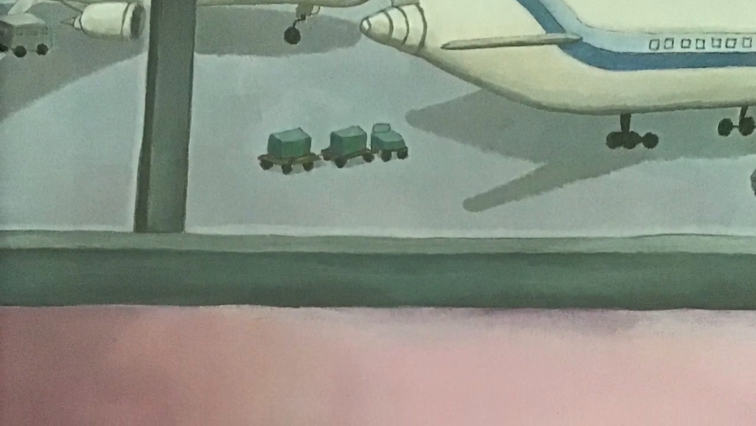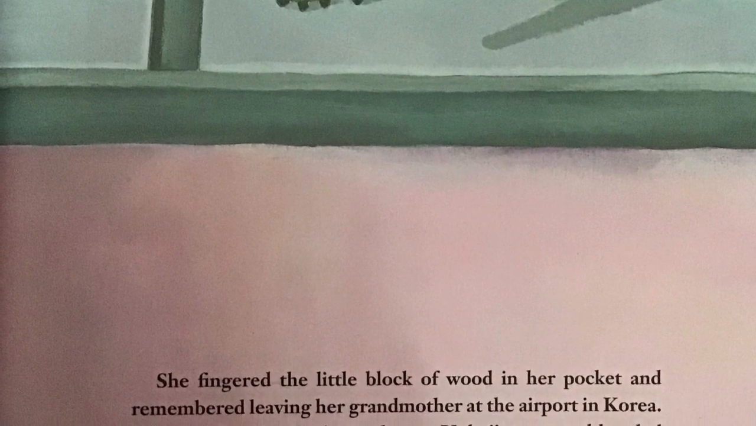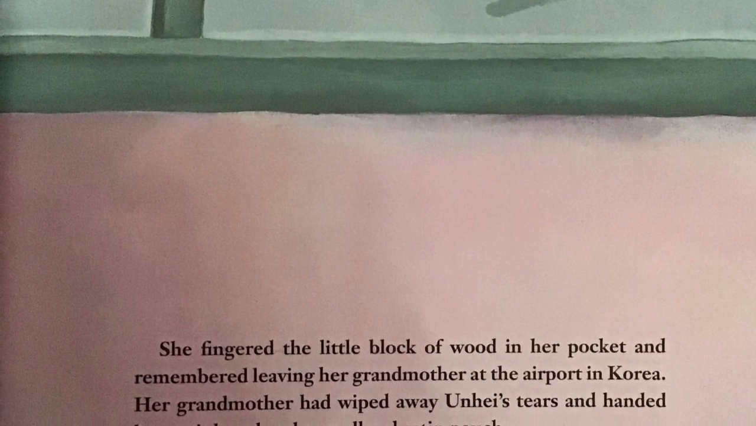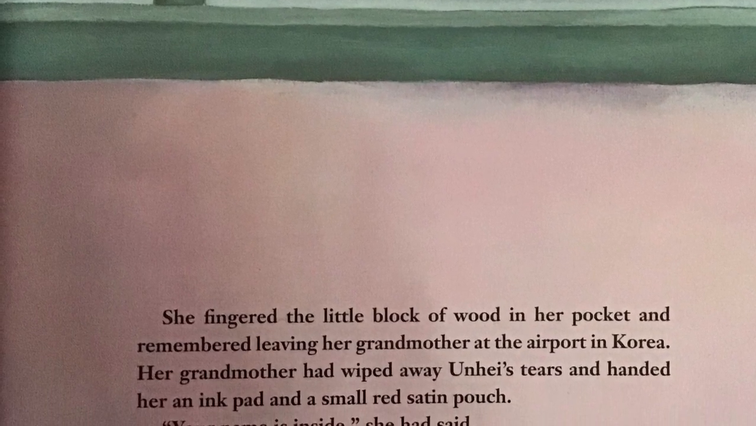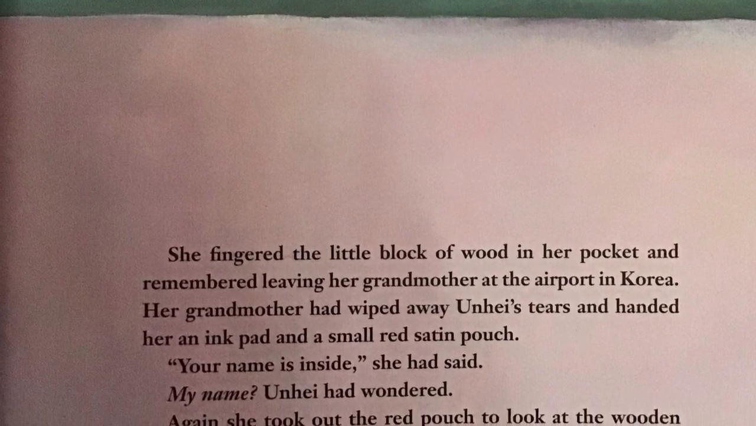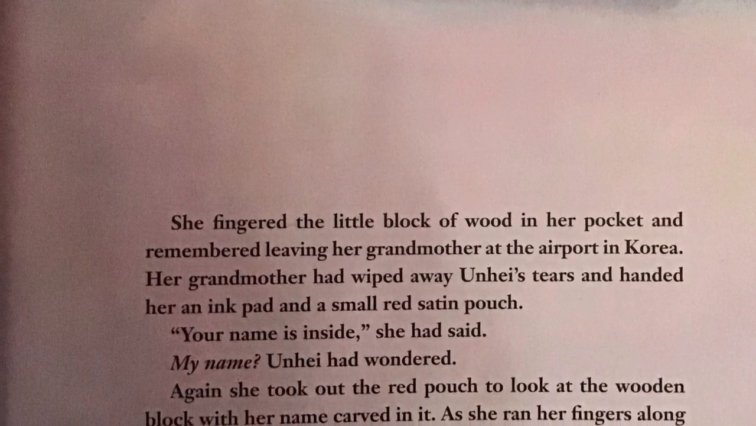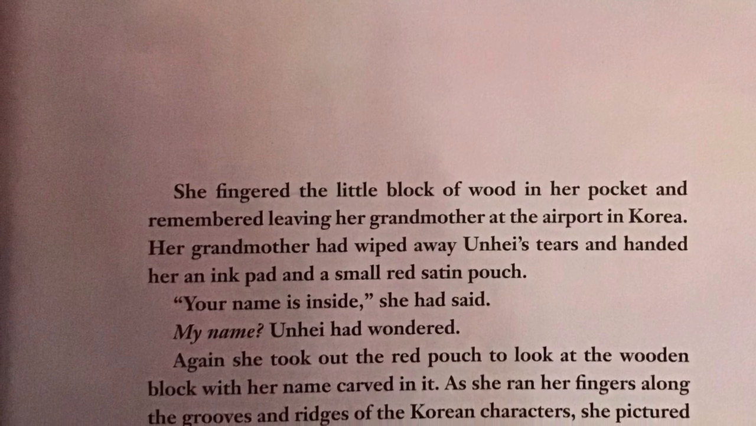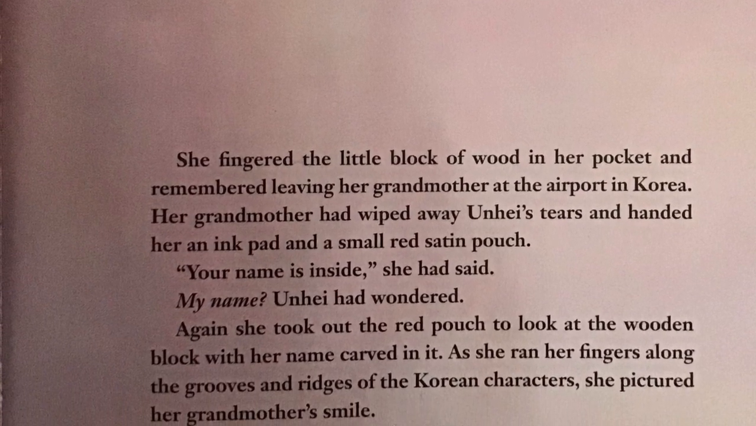She fingered the little block of wood in her pocket and remembered leaving her grandmother at the airport in Korea. Her grandmother had wiped away Eunhae's tears and handed her an ink pad in a small red satin pouch. "Your name is inside," she had said. "My name?" Eunhae had wondered. Again, she took out the red pouch to look at the wooden block with her name carved in it. As she ran her fingers along the grooves and ridges of the Korean characters, she pictured her grandmother's smile.